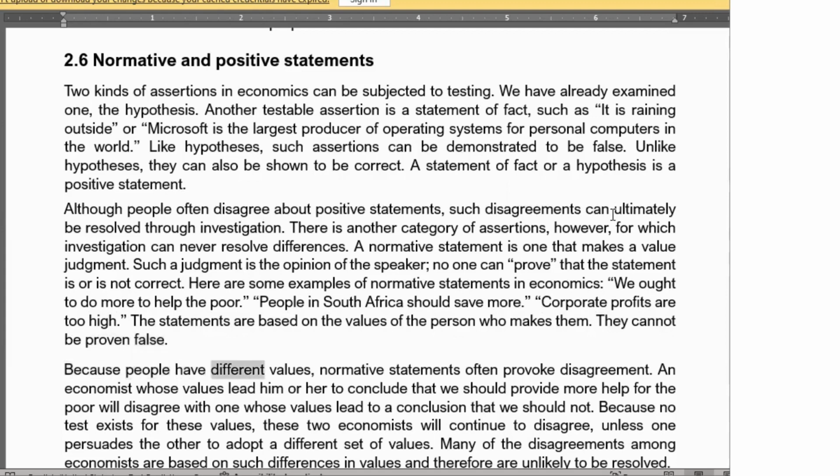Because people have different values, normative statements often provoke disagreement. An economist whose values lead him or her to conclude that we should provide more help for the poor will disagree with one whose values lead to a conclusion that we should not. Because no test exists for these values, these two economists will continue to disagree, unless one persuades the other to adopt a different set of values. Many of the disagreements among economists are based on such differences in values and therefore are unlikely to be resolved.